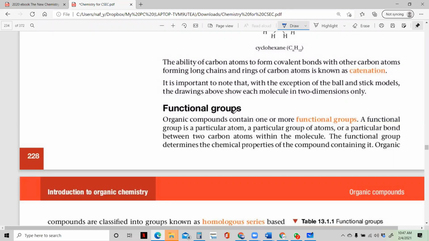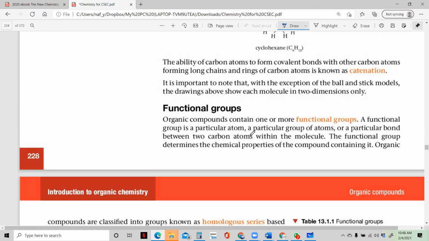A functional group is a particular atom, or a particular group of atoms, or a particular bond between two carbon atoms within the molecule. So we're going to look out for three things. Either there's a particular atom that is the distinguishing factor, or a group of atoms that is the distinguishing factor, or a particular type of bond, whether we have single bonds, double bonds, or triple bonds. These are distinguishing features.